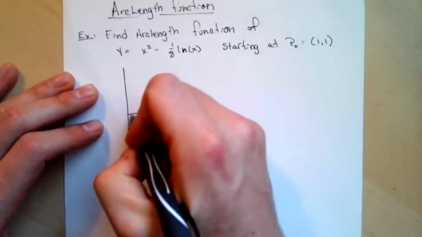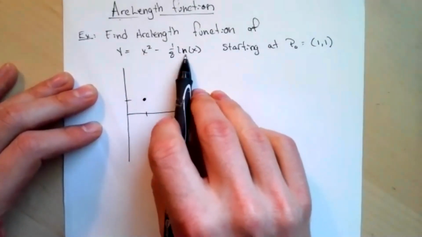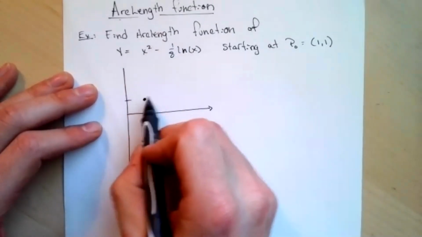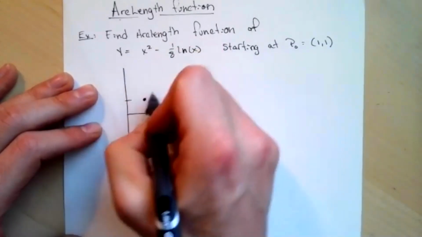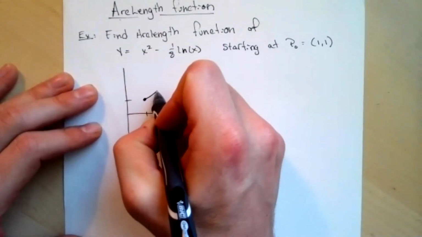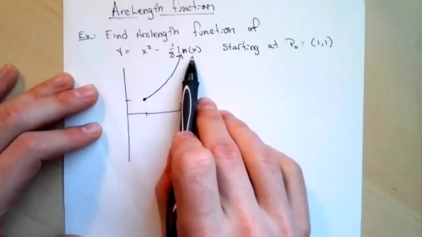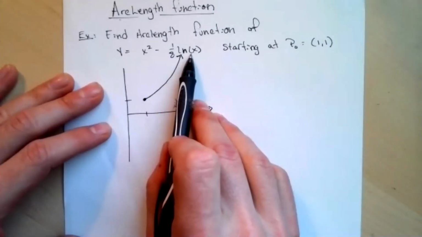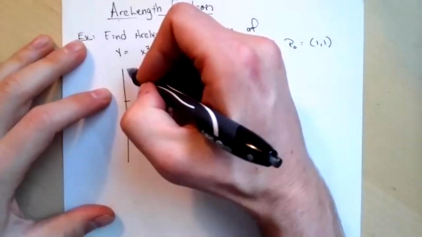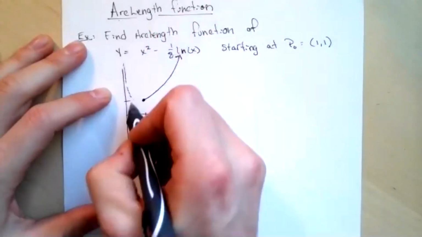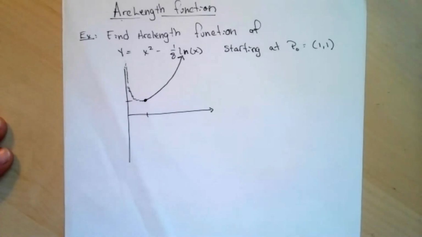So it's going to come up. We've got the point (1, 1). After that, natural log grows fairly slowly, and the x squared is going to mainly dominate the shape. The natural log grows slowly, so it'll decrease it. So it's going to look fairly parabolic, but maybe a bit wider. But then, of course, as x gets less than 1, this will get negative. And so it should blow up here at 0. Should look something like that.